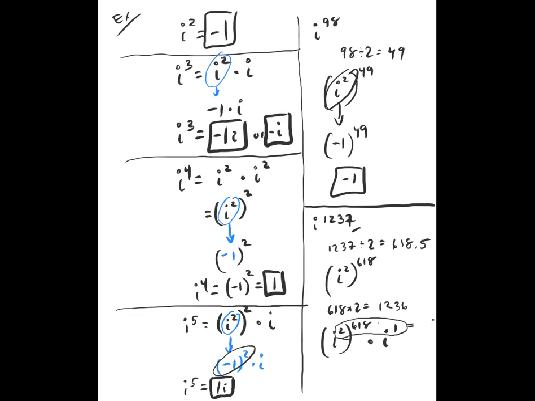Okay. So now we can actually do this, right? i to the power of 2 gives us a negative 1. So we have negative 1 to the power of 618 times i, and negative 1 to an even number will give us a positive 1. So then this ends up being just i, or 1 times i, or in other words, this answer is just i.